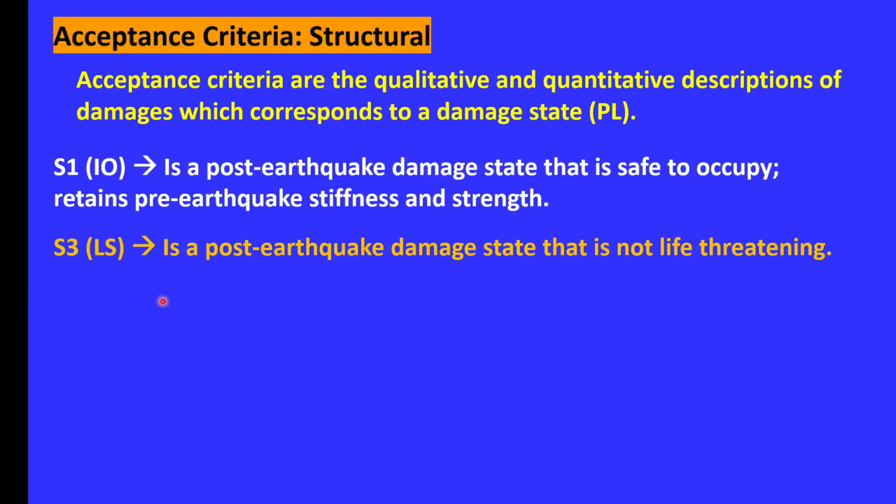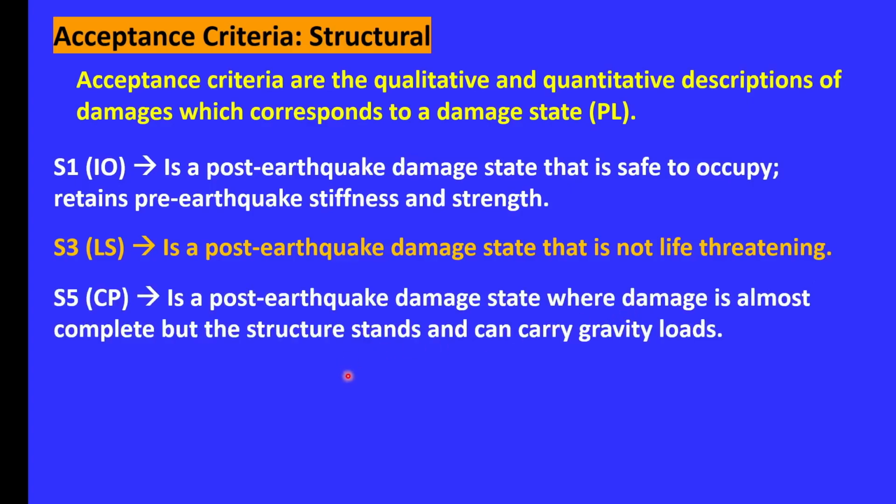S3, life safety, is a post-earthquake damage state that is not life-threatening, as we have seen earlier. S5, collapse prevention, is a post-earthquake damage state where damage is almost complete but the structure stands and can carry gravity loads. That's why it is not falling down. So the basic three we have taken: immediate occupancy, life safety, collapse prevention. And the corresponding structural performance levels we have seen earlier as S1, S3 and S5.